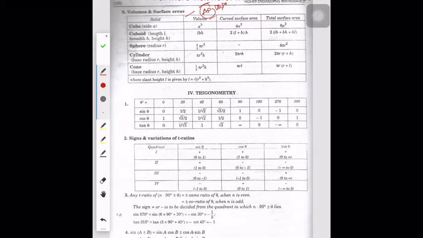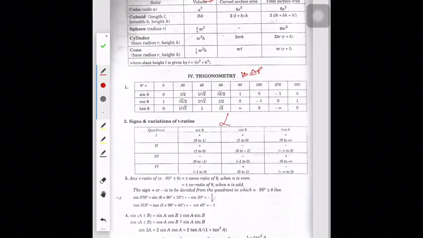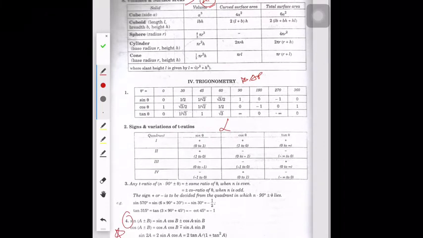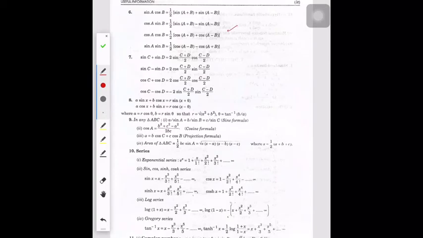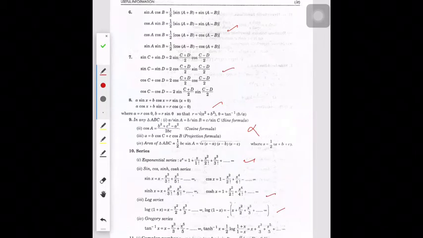And cuboid, volume formulas, yes, this is useful for aptitude. Very useful for aptitude in any examination. Trigonometry, yes, aptitude. Science, no need. This one, yes, okay. This formula is very useful. This also is useful, yes. This no need. Series, yes, very useful. Logarithmic series, yes.